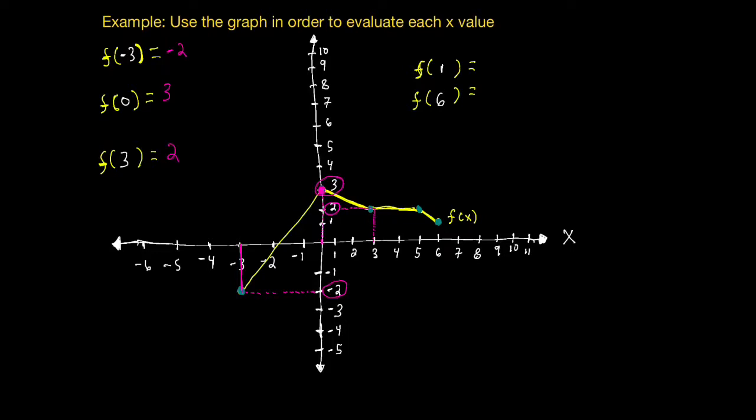Alright, let's do f of 1. So f of 1, we gotta look for 1 now, and 1 is right there. So actually, I don't want to do 1. Let's cancel that one. Let's just do f of 6. So f of 6, we're gonna take a look. It's right there, and then f of 6 is this point at a +1. So at 6, my y value is +1. And that's how you would evaluate a function using a graph.